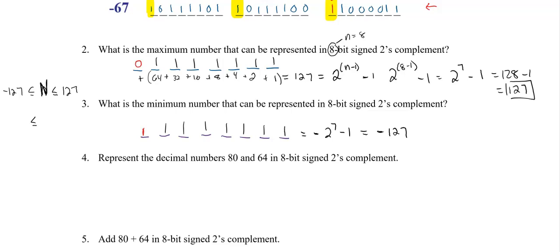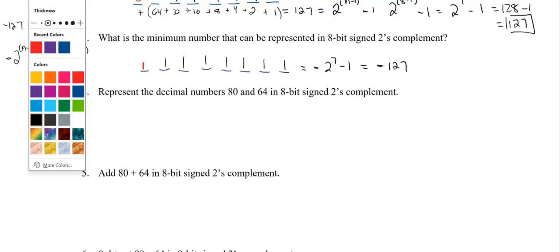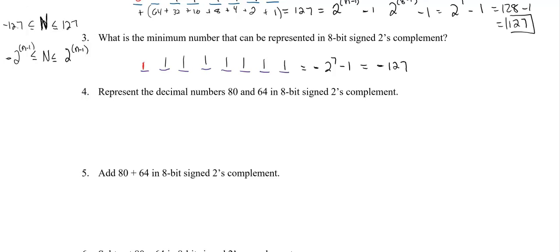Or in general, it's going to be less than or equal to 2 to the n minus 1, and greater than or equal to negative (2 to the n minus 1), where n is the number of bits in the system.